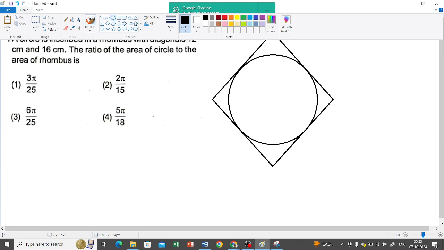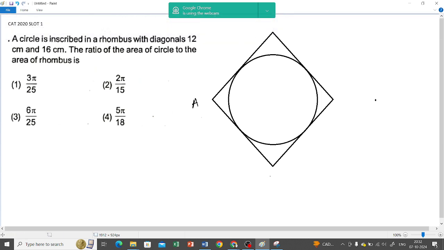Okay, so this is a rhombus ABCD. Now let me join AC and BD. If you remember the properties of a rhombus, the diagonals of a rhombus bisect each other at 90 degrees.